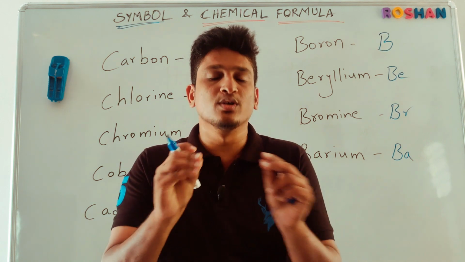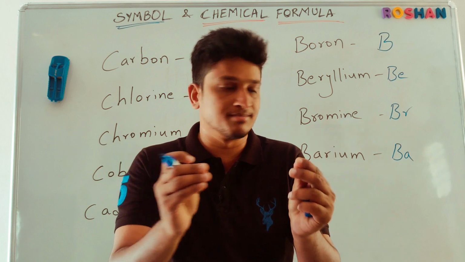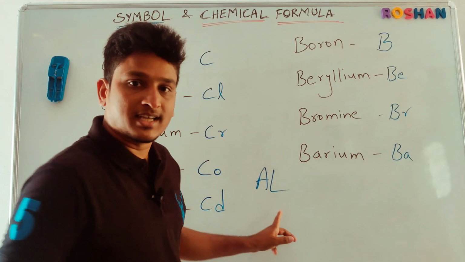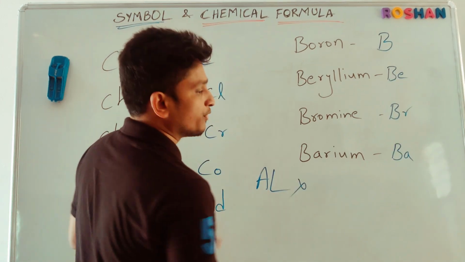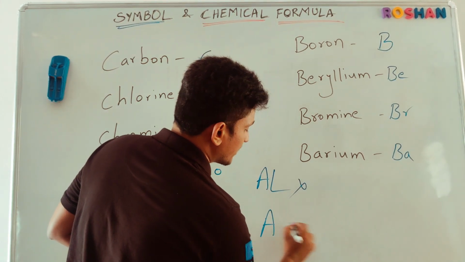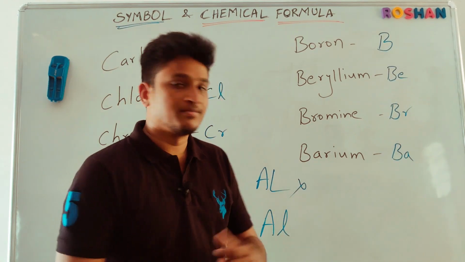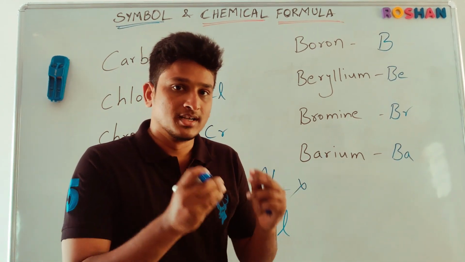These are the simple two points you have to remember while assigning the symbols. Aluminium, students, Al. Is it right? Is it the correct symbol? No, this is absolutely wrong. Why? Because the first letter is capital, and the second letter is always small. Aluminium, so Al. So this is the clarity about the symbol.